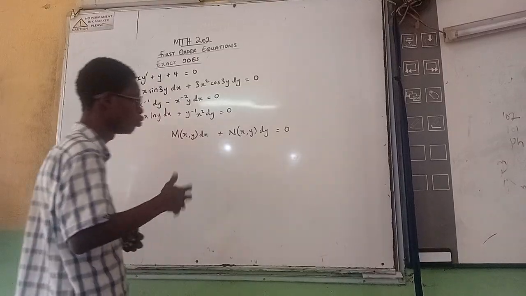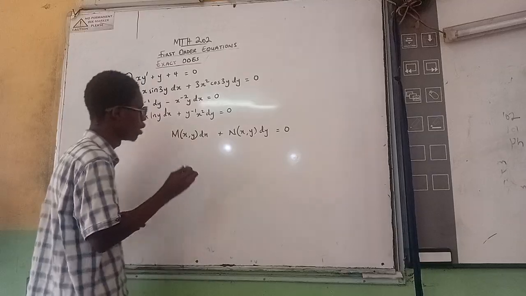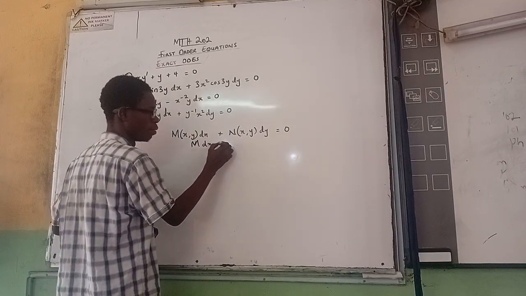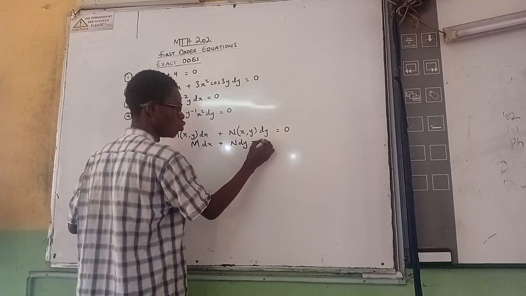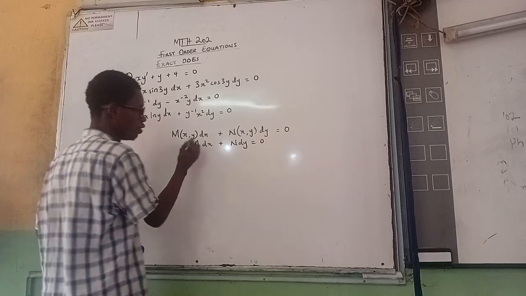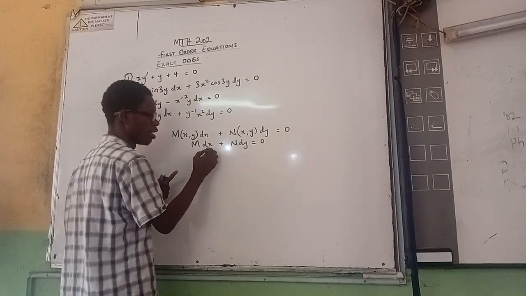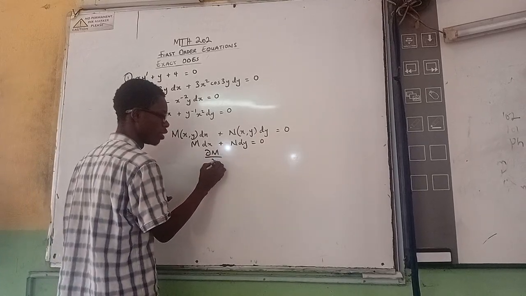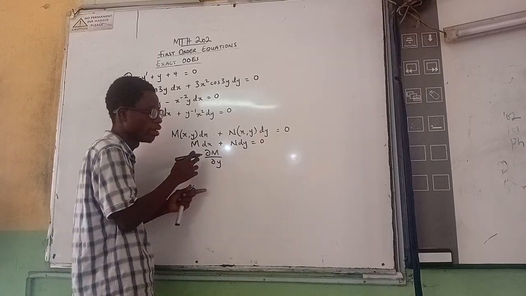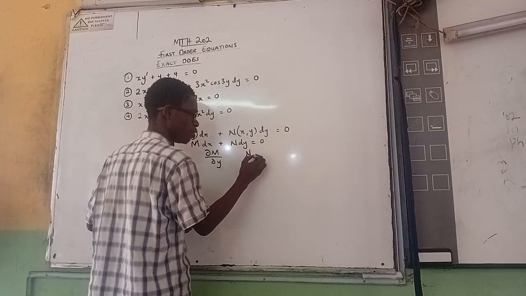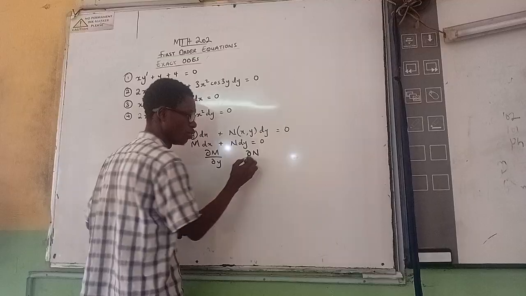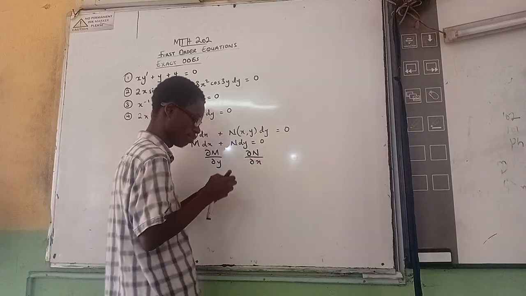So looking at this, what do we do to check if it is exact? We are going to differentiate this M part. I can write this as M dx plus N dy equals 0, where both M and N are functions of x and y. So you are going to differentiate partially. You are going to differentiate M with respect to y. You know the x is here before. Then you are going to differentiate N partially, with respect to x.